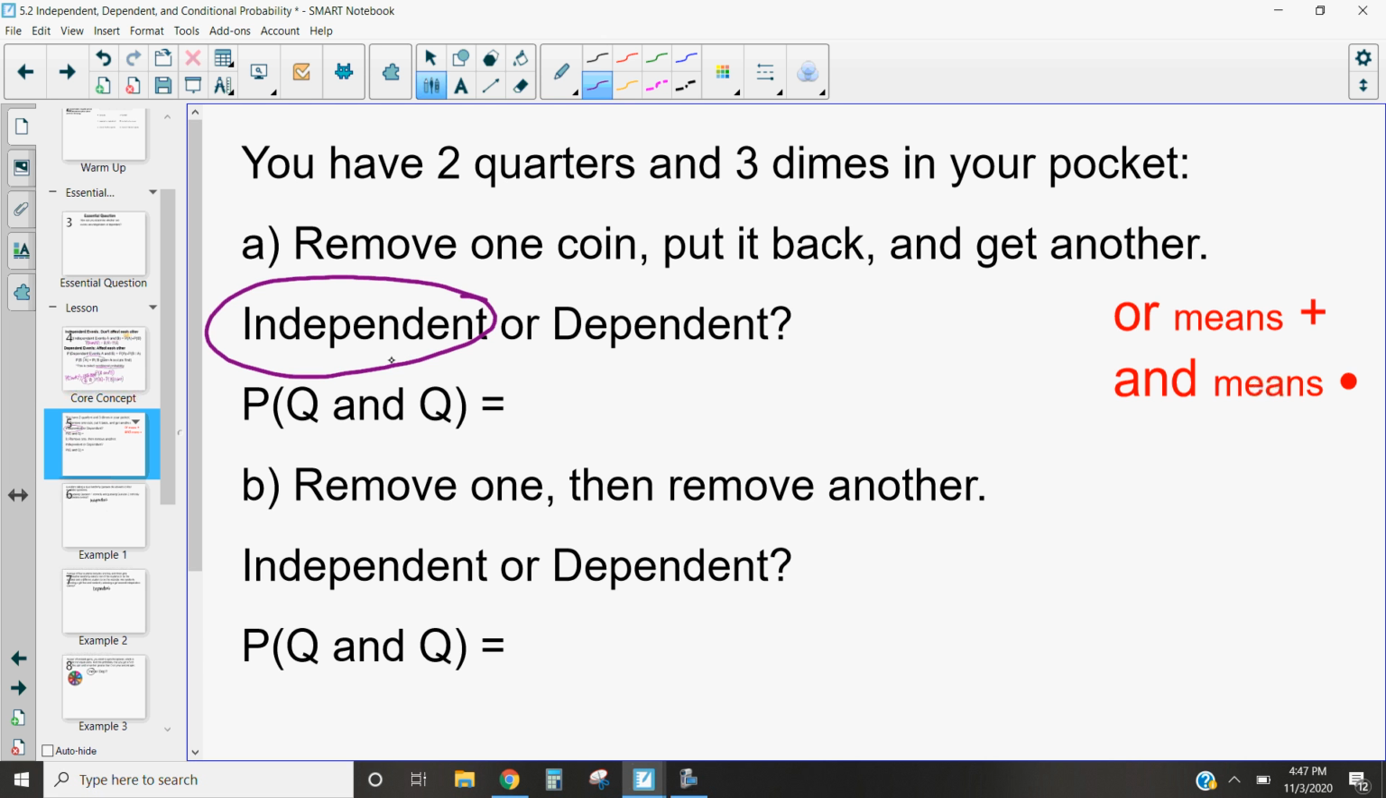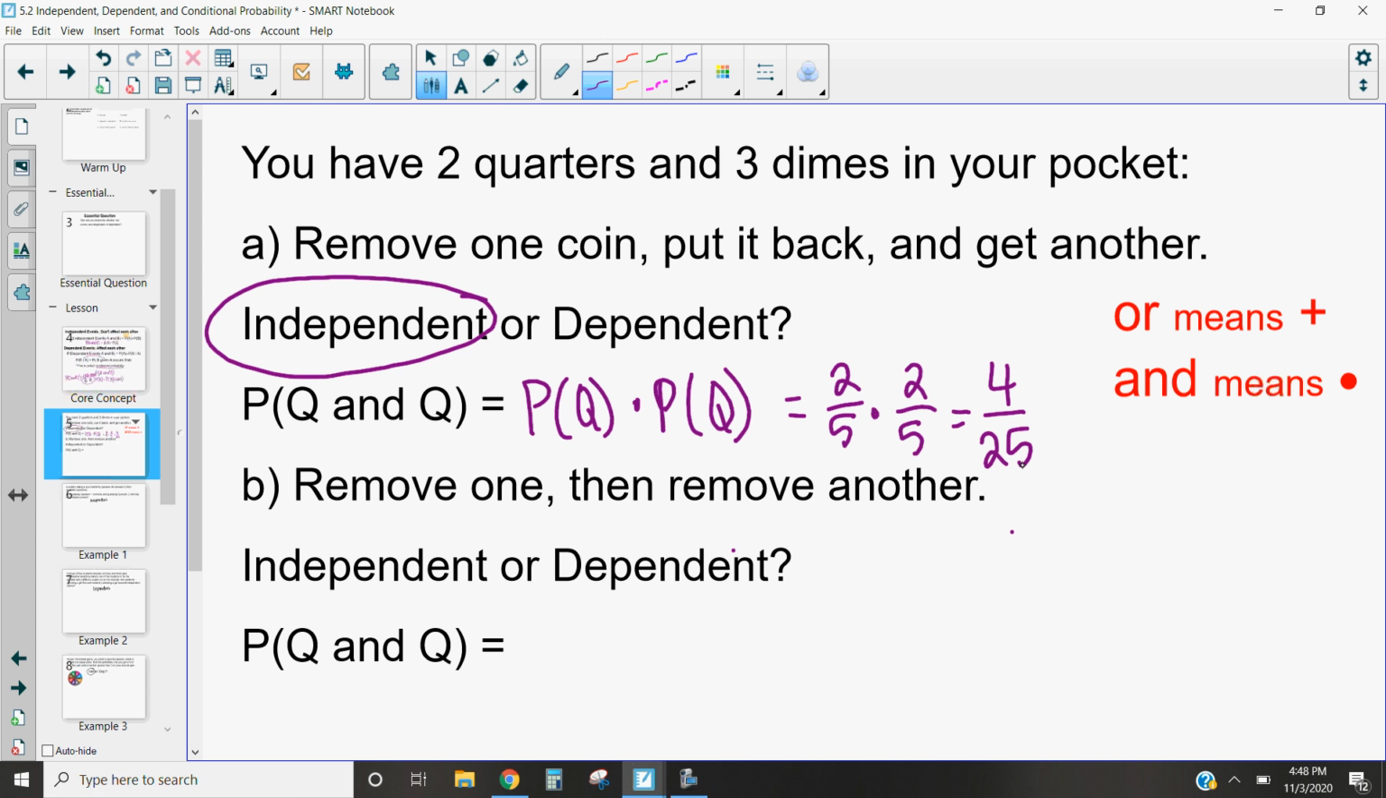So the probability of getting a quarter the first time and then getting a quarter the next time when they're independent is the same as the probability of getting a quarter times the probability of getting a quarter. So the probability of getting a quarter the first time is 2/5 times the probability of getting a quarter the second time is 2/5. So that's going to be 4/25. Great. Okay, this time we're going to remove one and then remove another. Because we removed one and didn't put it back, what happens the second time is affected by what happens the first time. So these are dependent.